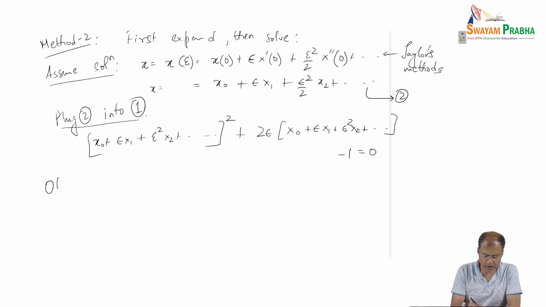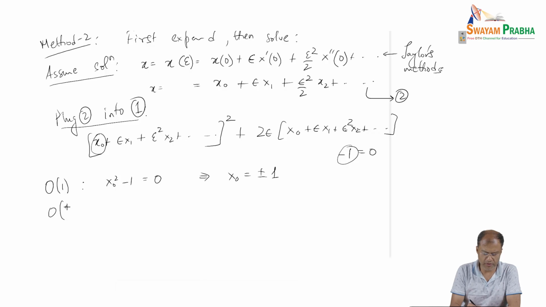Okay, so if we look at the epsilon to the power 0 order solution here, we see that the equation is x naught squared minus 1 equals 0. So here is one 0th order term, and the rest are all multiplied with powers of epsilon. So we see that the solution comes out to be x naught is plus or minus 1.